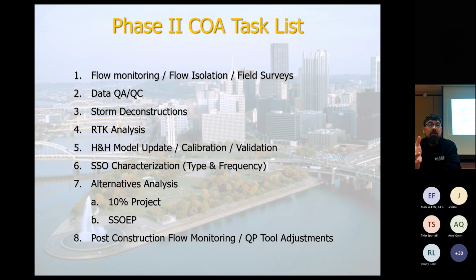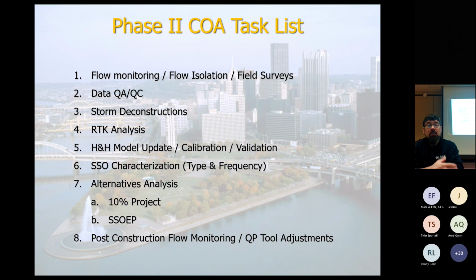So, in summary, this is the Phase 2 consent order task list, as I see it, for separate sanitary communities. All of these incorporate precipitation data. Hopefully you're out there now doing your flow monitoring, your flow isolation, and your field surveys to update your model. You've got to QA/QC all that data. You're deconstructing that data, doing RTK analysis on contemporary data that you may use to update or validate your model.